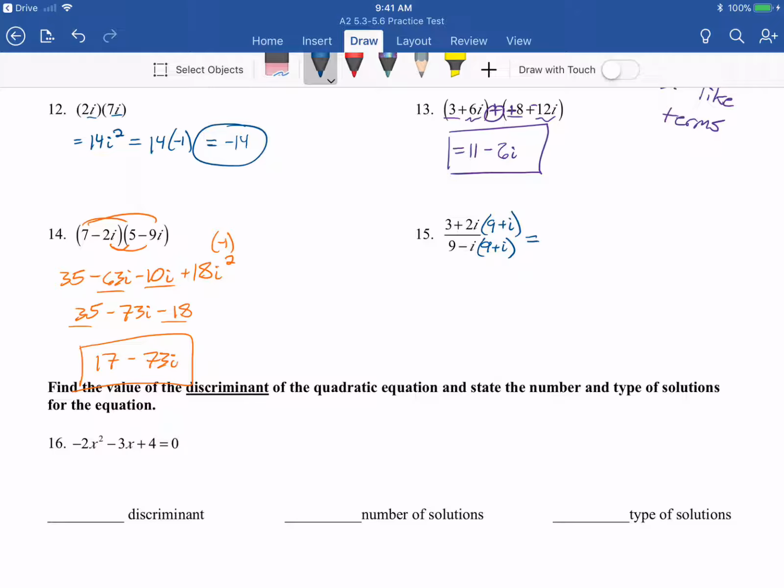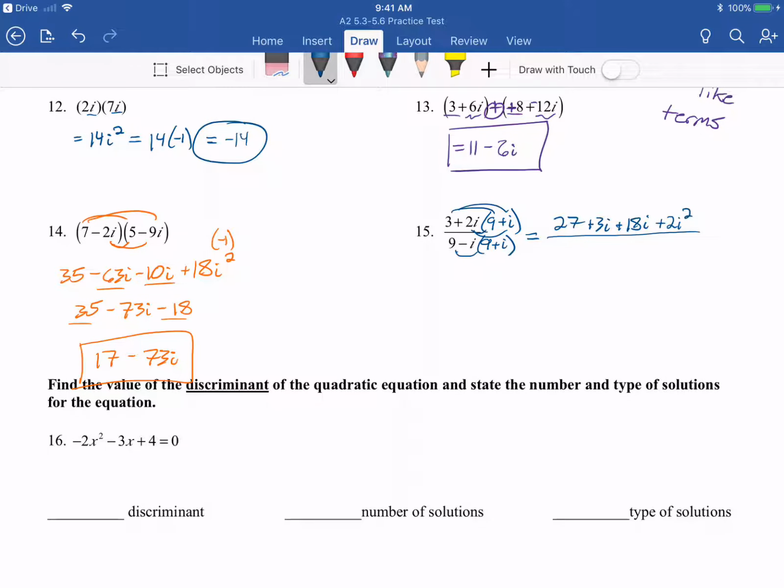So I have 3 times 9, which is 27. 3 times i is plus 3i. 2i times 9 is 18i. And then 2i times i is plus 2i squared. All right, so as I go through here on the bottom, I have 9 times 9 is 81. 9 times i is plus 9i. Negative i times 9 is going to be negative 9i. And then i times negative i is going to be negative i squared.